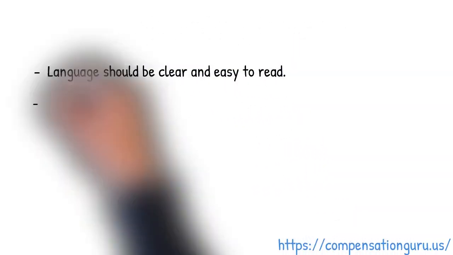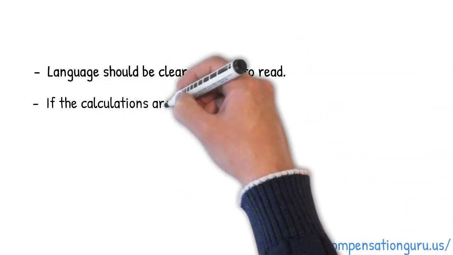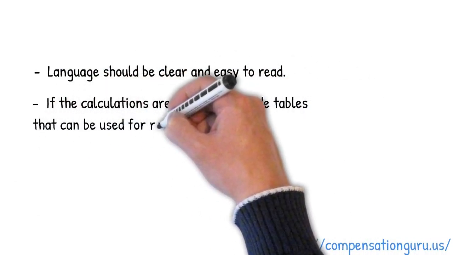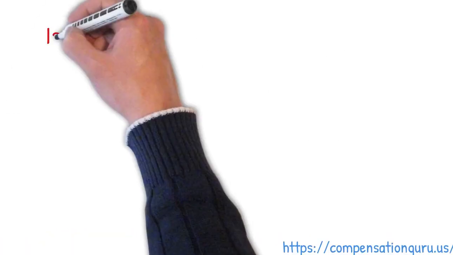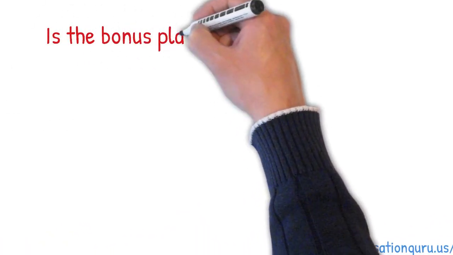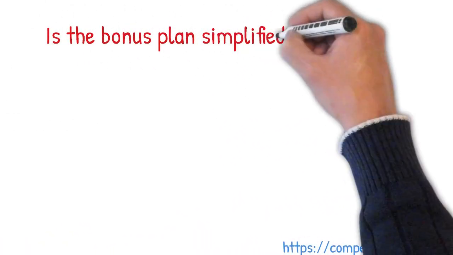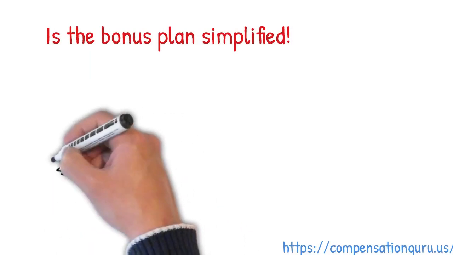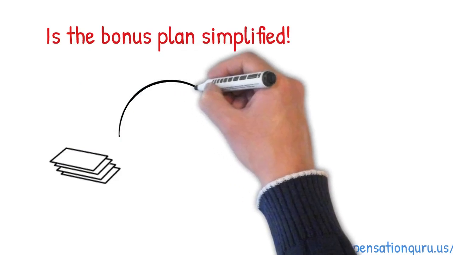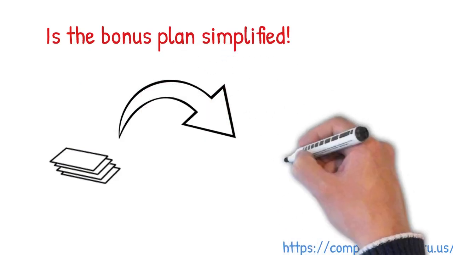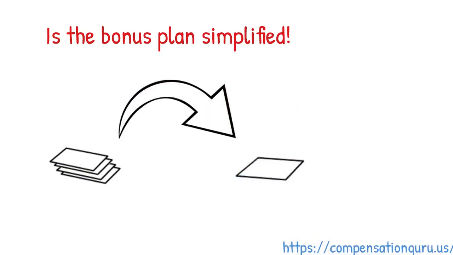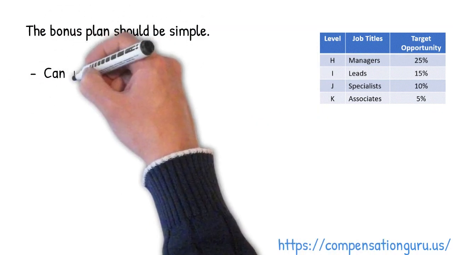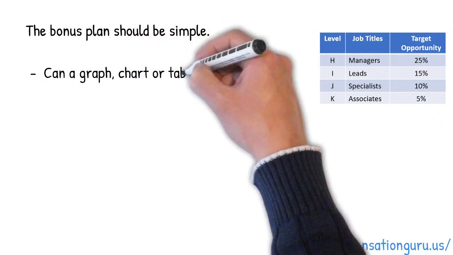Language should be clear and easy to read. If the calculations are complex, provide tables that can be used for reference. Basically, make the plan simple. Don't overwhelm the reader. Give them what they need to focus on to produce results in as simplified a way as possible. While the calculations may actually be complex, the bonus plan should be simple.